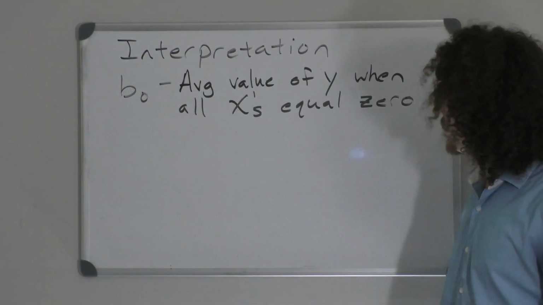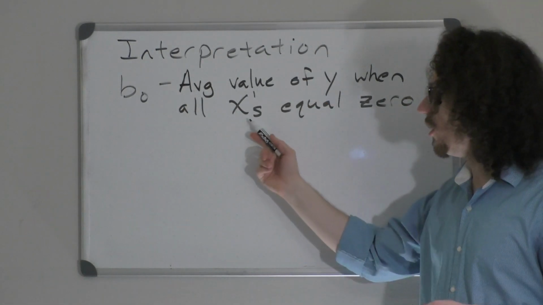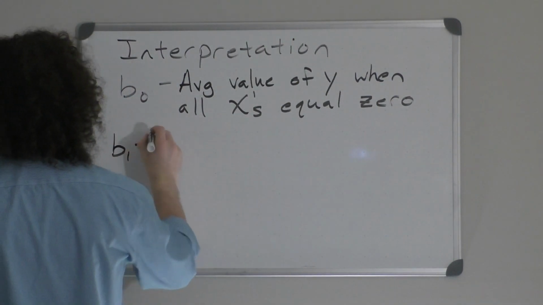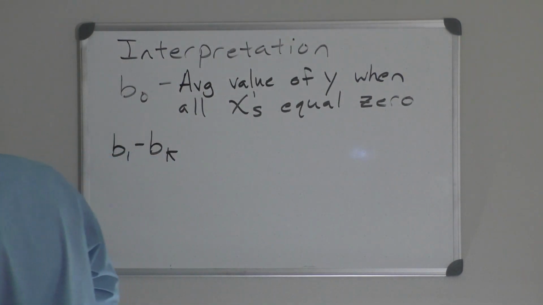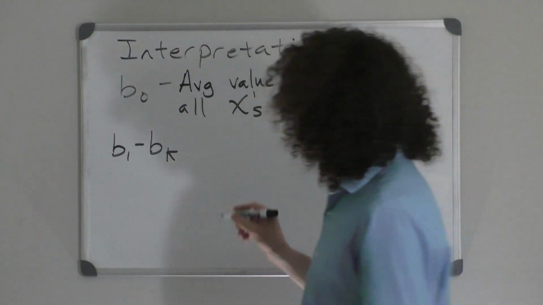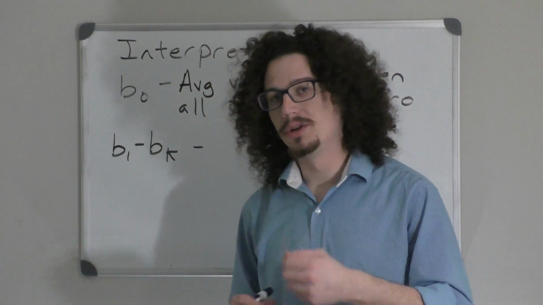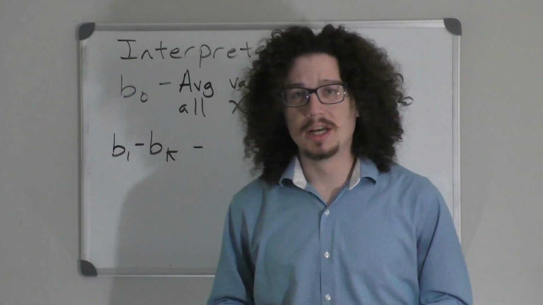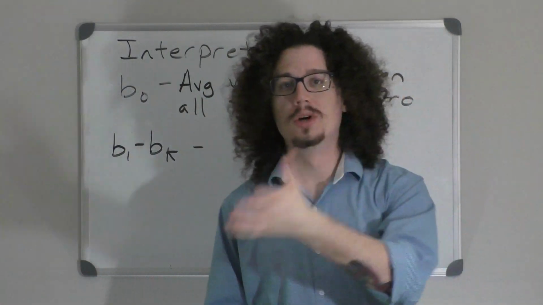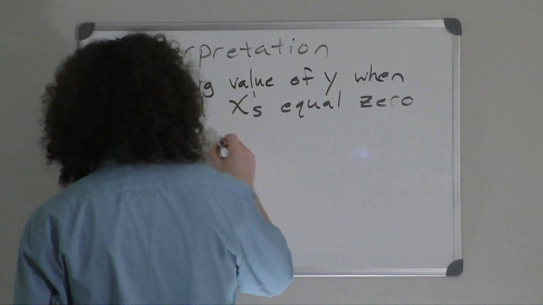So the intercept is the average value of y when all x's equal 0. Again, the average value of the dependent variable when all independent variables equal 0. So for B1 through BK, these again are going to be very similar. The interpretation's very similar to how we interpret them for simple linear regression. It's the unit change in y for a 1 unit change in whichever one we're looking at, right?